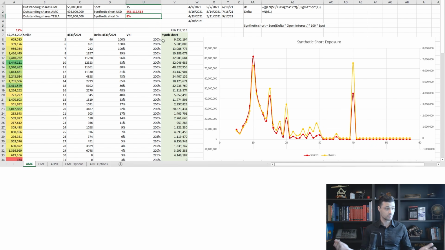So this is what we call the gamma, and this is going to push market makers to buy more shares if AMC goes higher. And I have all the reason to think AMC would go higher. And so those guys, they're going to add some bullish momentum.